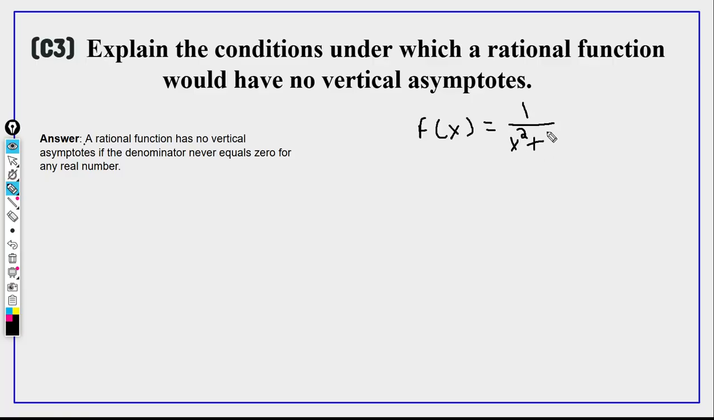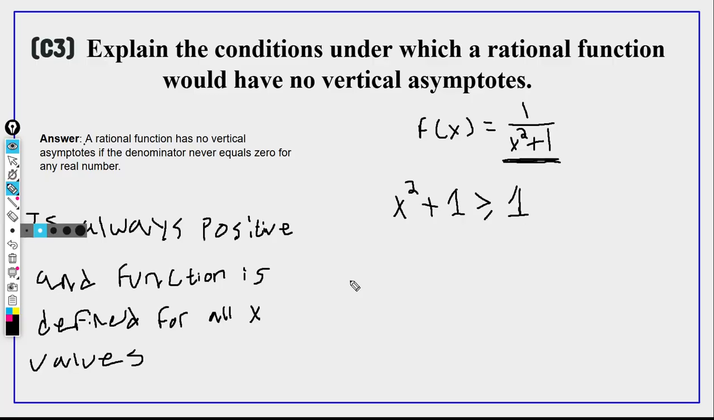So this is our thing. Explain the conditions under which a rational function would have no vertical asymptote. So this would have no vertical asymptote right here. And why? Because there are no vertical asymptotes if the denominator never equals 0 for any real number. Okay? This is x^2 plus 1. So this has to be greater than or equal to 1.